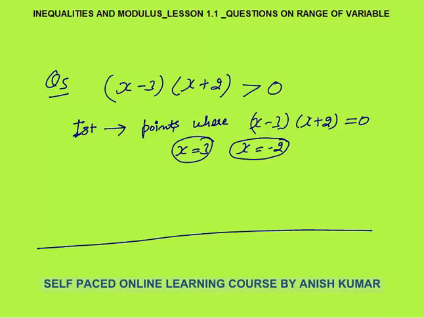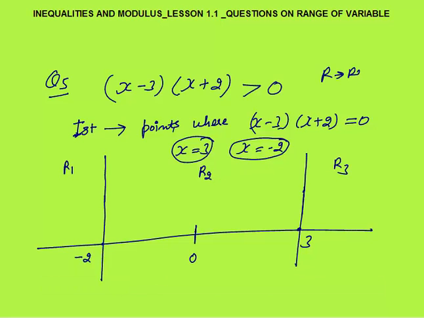Now make a number line. This is the point 0. At x equals 3, this is where the expression is 0. Make a straight line here. At x equals minus 2, this will also be 0. Now we have 3 regions: region number 1, region number 2, region number 3. R stands for region, area basically.